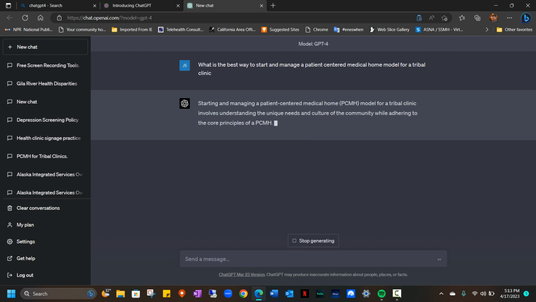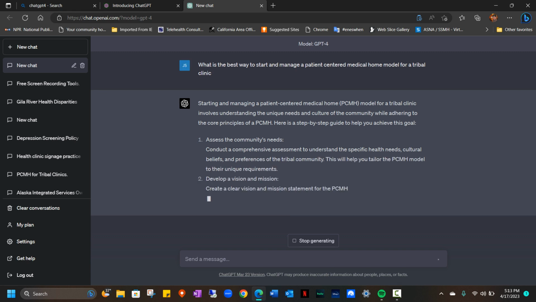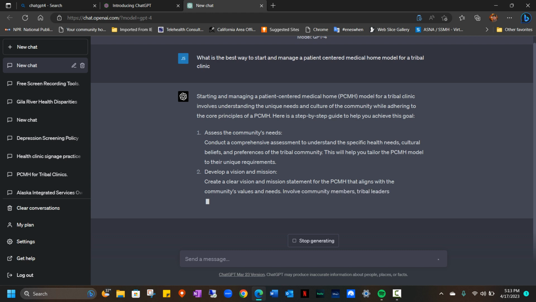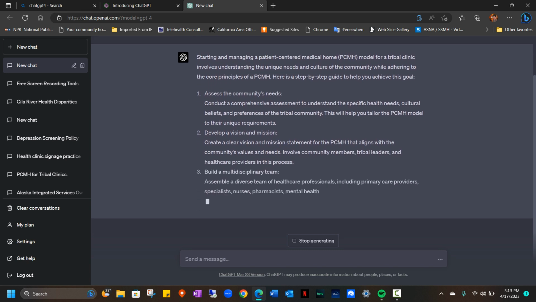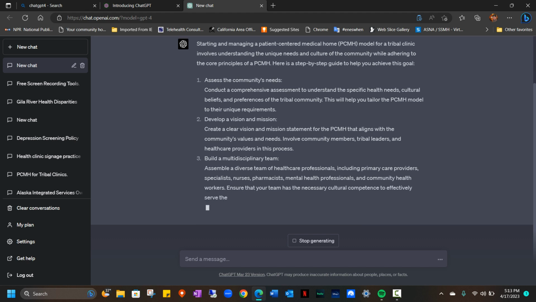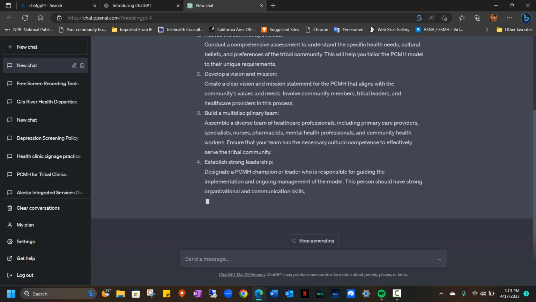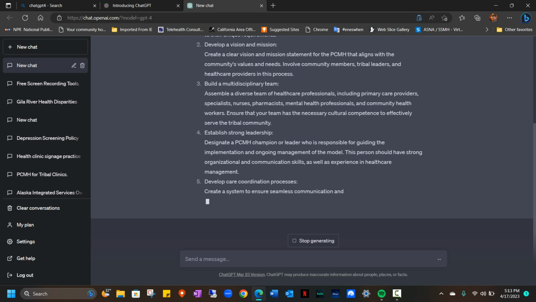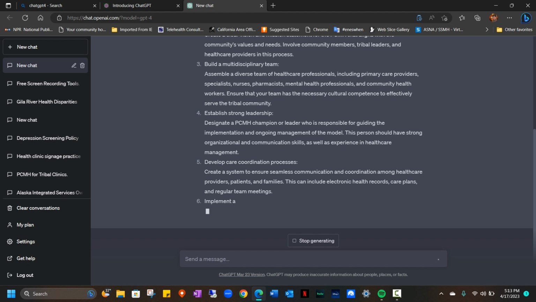Already the AI is going through the process and then giving you an answer. So: assess community needs, develop vision and mission, which is important in anything you're doing, build a multidisciplinary team, establish strong... It's typing faster than I can even read it. So this is absolutely insane. Now apply this to other things.